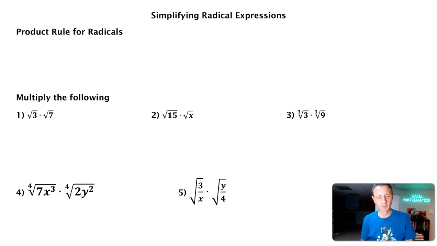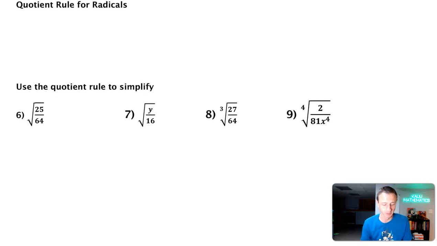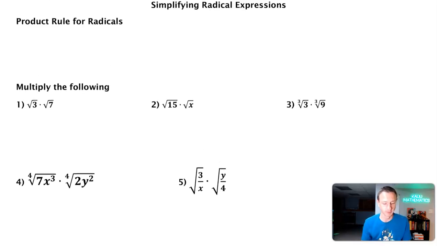In this video, we're going to simplify radical expressions. The first topic we're going to look at with simplifying radical expressions is multiplying different radicals together, and then we're going to look at dividing radicals, or if you have a quotient inside a radical, and then we'll actually do the process of simplifying radicals around.